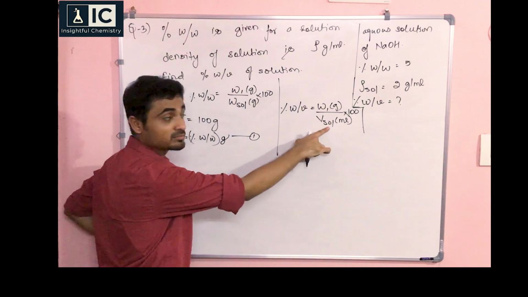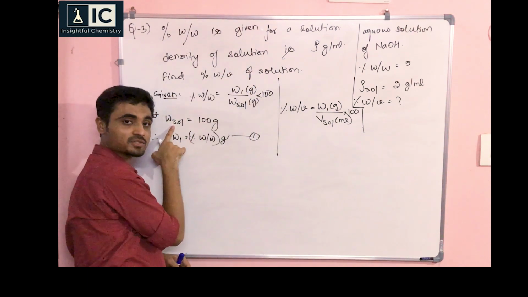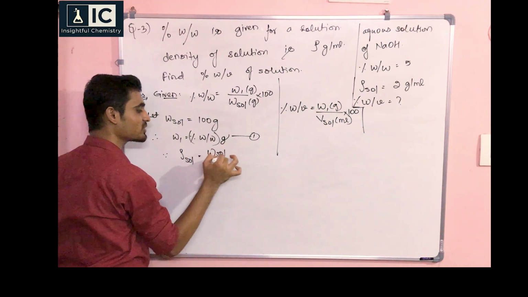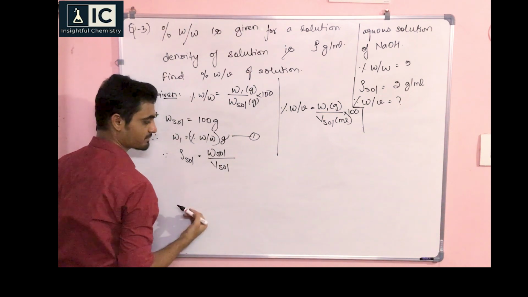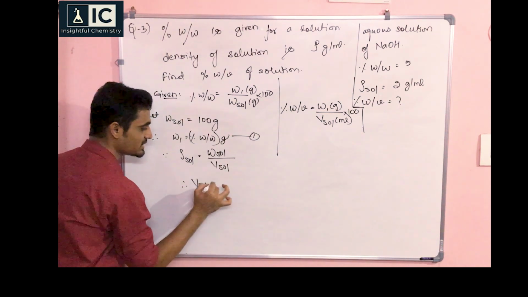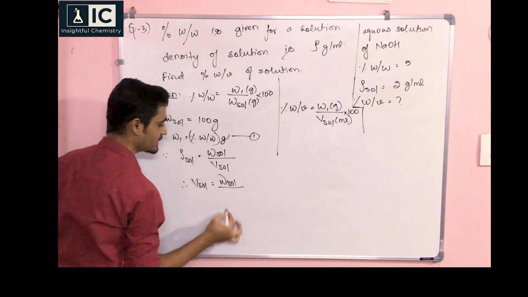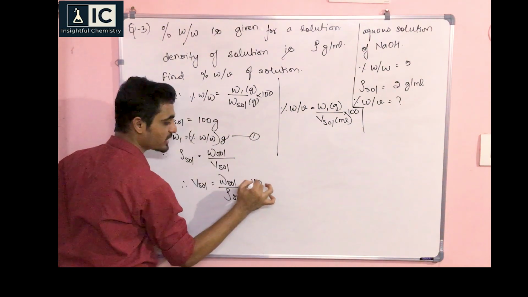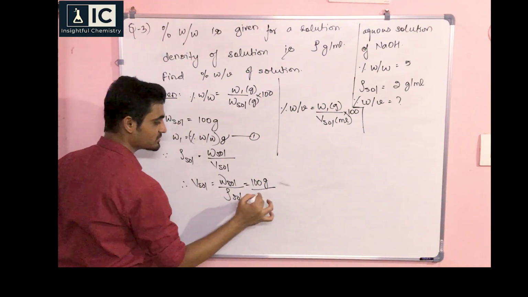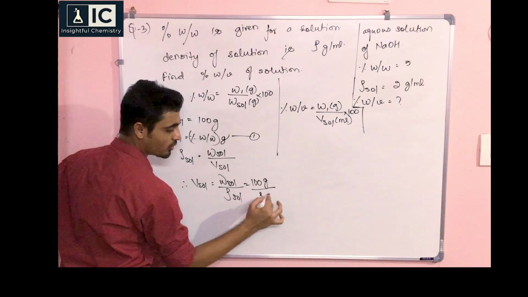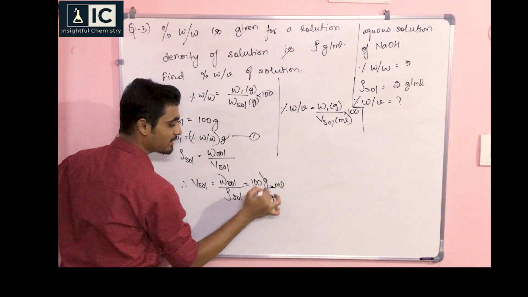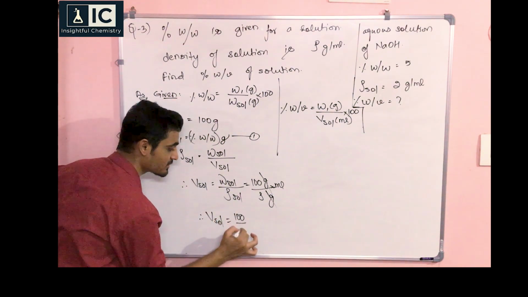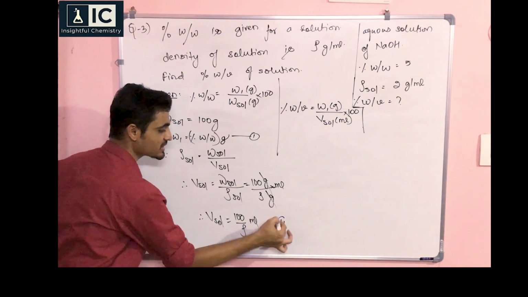What do I need? Volume. I have density, and I have weight of solution. Since density of solution is equal to weight of solution divided by volume of solution, therefore volume of solution is equal to weight of solution divided by density of solution. How much weight we have assumed? 100 grams. So put here 100 gram, divided by density of solution, rho, in gram per ml. Gram cancelled. Therefore V solution is equal to 100 by rho ml. This is your equation 2.